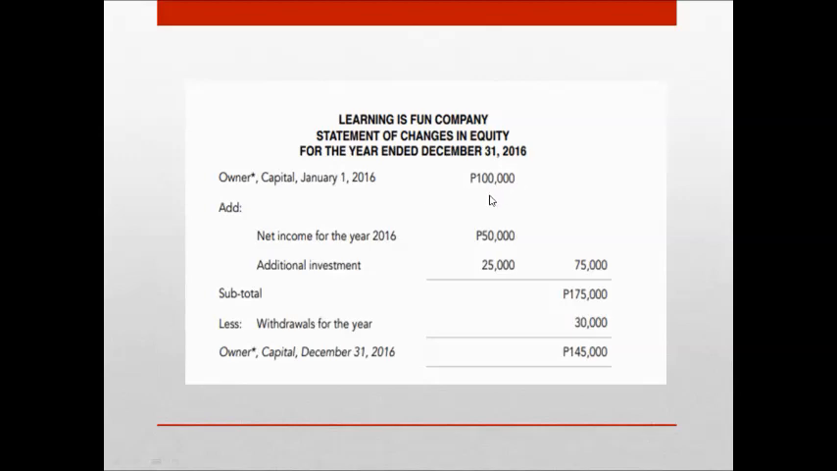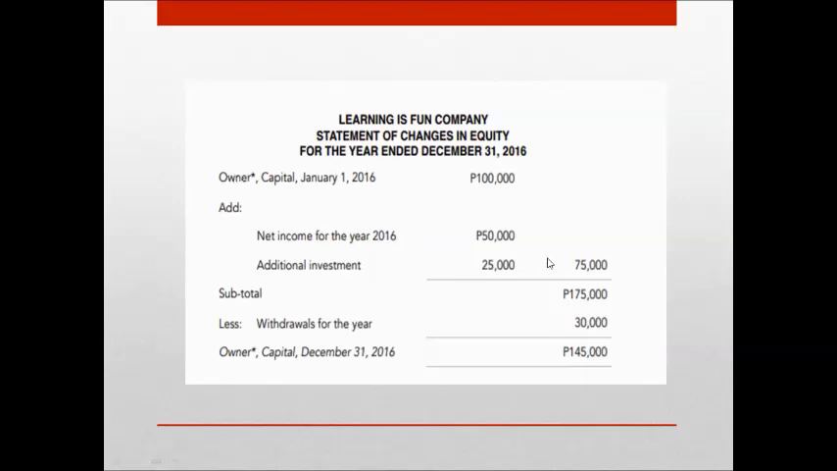Again, we have the beginning balance, net income, if the owner invested again, so we have additional investment, and then the withdrawals, kung si owner is nag-withdraw siya ng pera niya dun sa in-invest niya, so kailangan natin i-deduct yun or kailangan natin i-less yun. And then we have the ending capital, and this will be the amount that will be forwarded on the financial position.